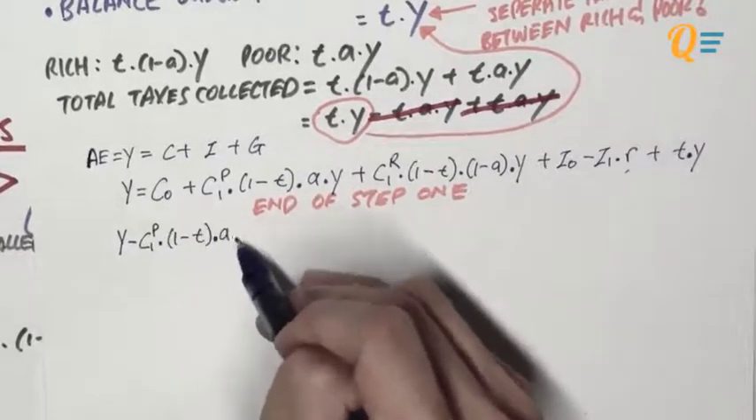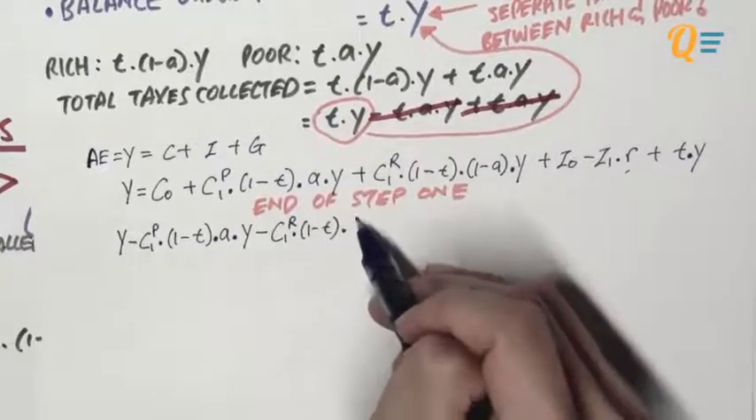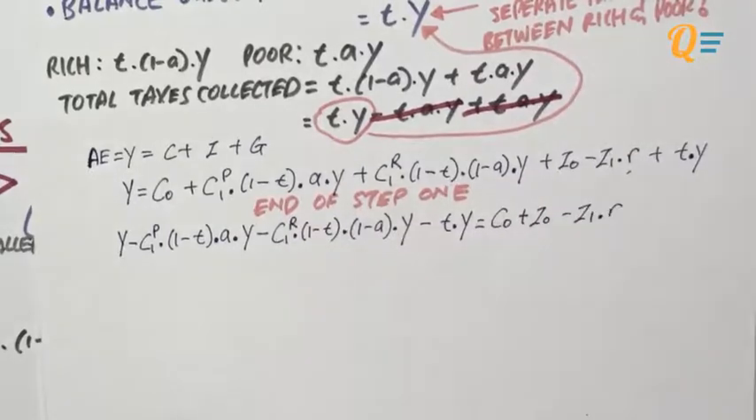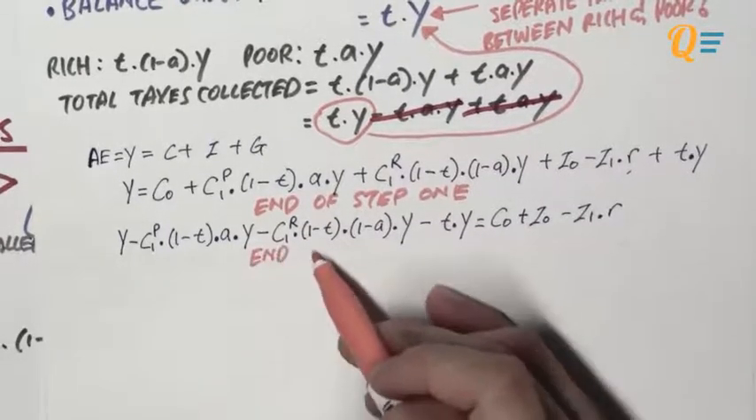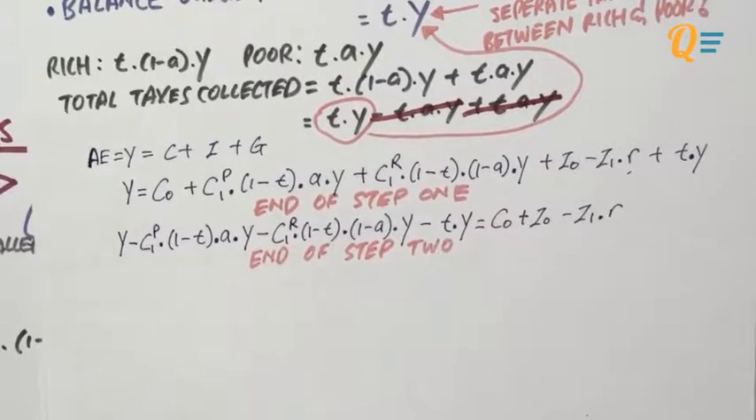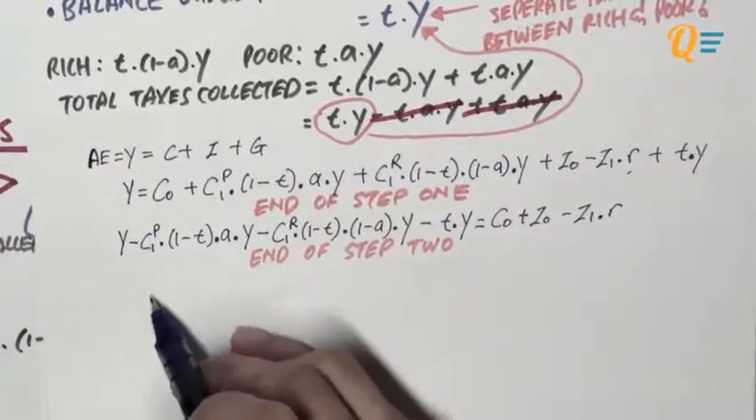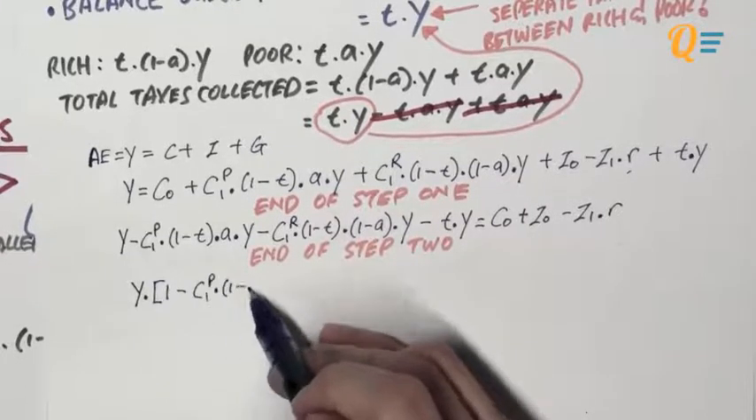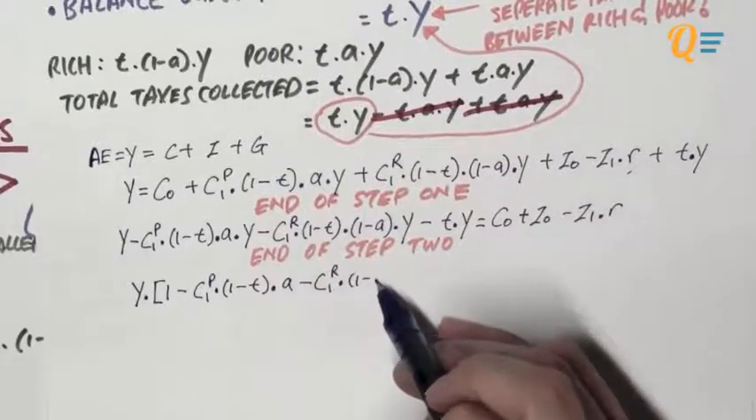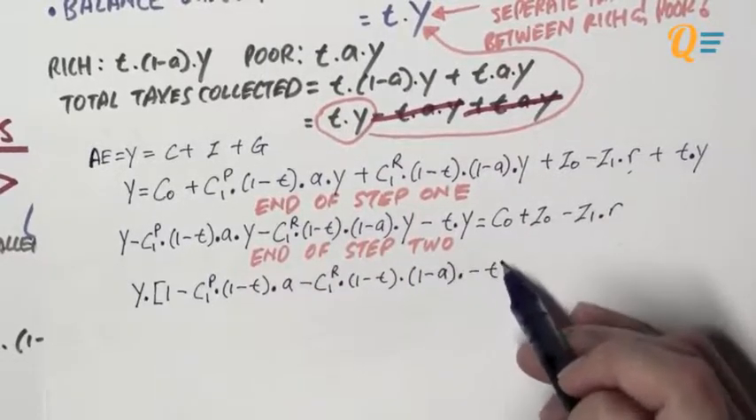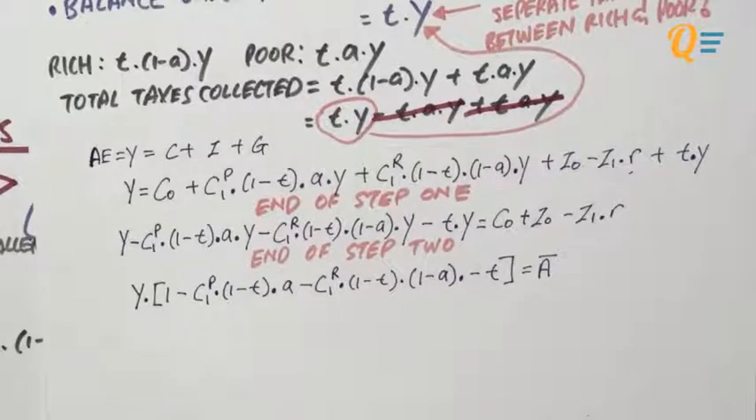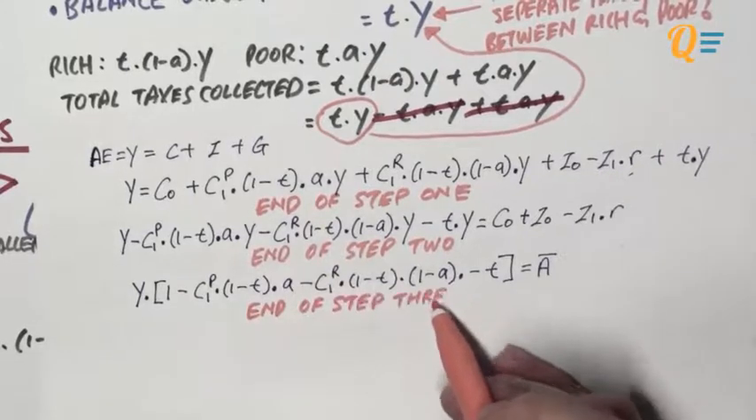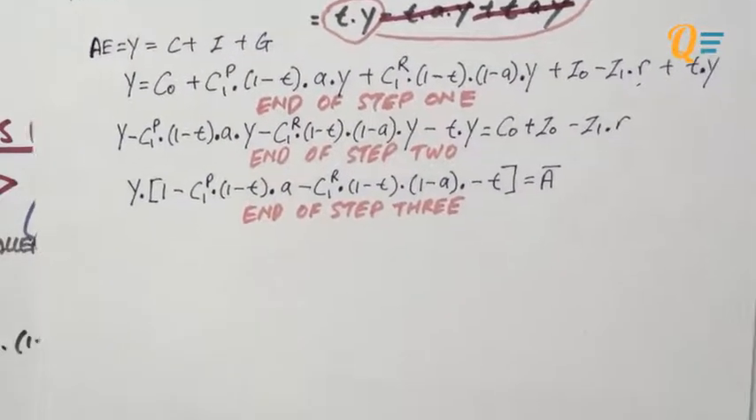Okay, so the second step will be to bring all the terms with y onto the left-hand side of this equation. So this is what I'm doing right now. This is the end of step 2. Now step 3 will be to group all the right hand side stuff as A bar, and simultaneously I'm just going to factorize y from the left hand side of the equation. Okay, so this is the end of step 3. We're almost at the end now. Step 4 will be to simply make y the subject.